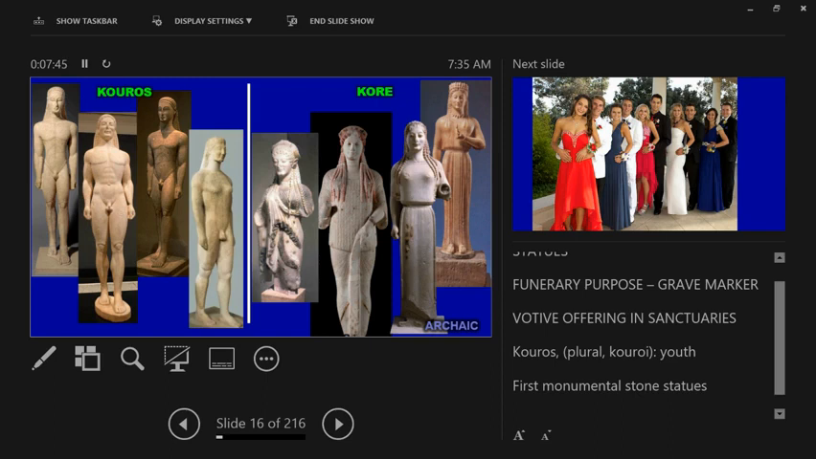Now, what do you notice is the main difference between the KOUROS and the KORE? What is it? The KORE has clothes. That's exactly right. All right. So the males are nude, whereas the females are clothed. In the Greek culture at that time, the nude male athletic body was seen as beautiful, and the female body was not. It was different than our culture today.